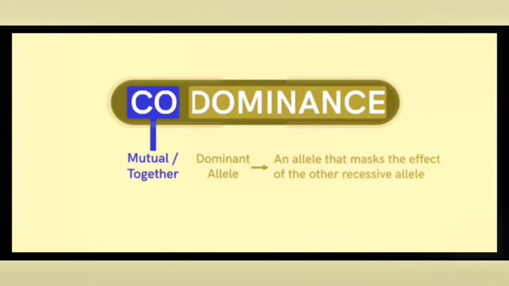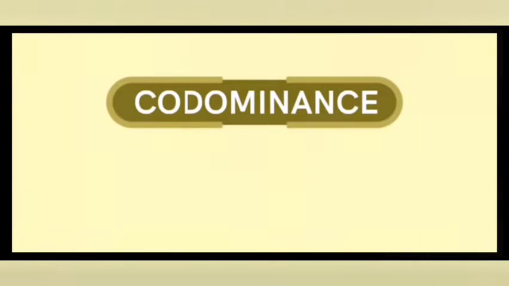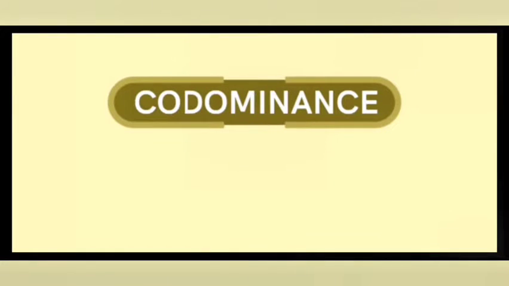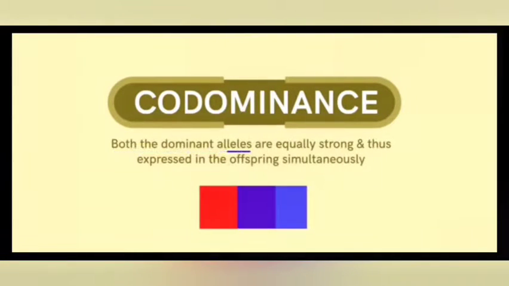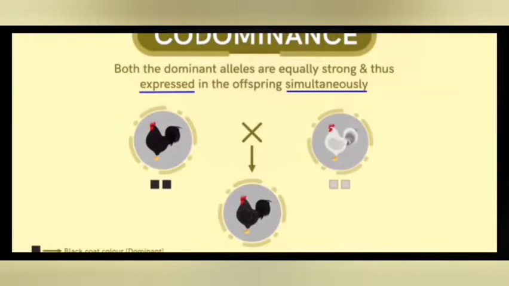So, in the concept of dominance, a particular phenotype is able to express itself in hybrid state. But what happens in the concept of codominance? Let's find out. So this codominance is a phenomenon in which both the alleles are dominant, and they express themselves together in the F1 hybrid.